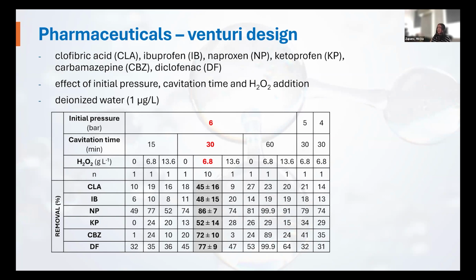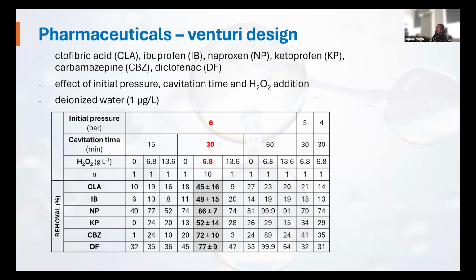So in this first study where we used the Venturi design, we investigated its effectiveness on 6 pharmaceuticals: clofibric acid, ibuprofen, naproxen, ketoprofen, carbamazepine, and diclofenac. Many of these compounds you probably all used at one point in your life. What we have done here is we tested the effects of initial pressure, cavitation time, and hydrogen peroxide addition. The concentration of pharmaceuticals was 1 microgram per liter and was chosen as these pharmaceuticals are found in the environment in wastewater effluents at these concentrations.